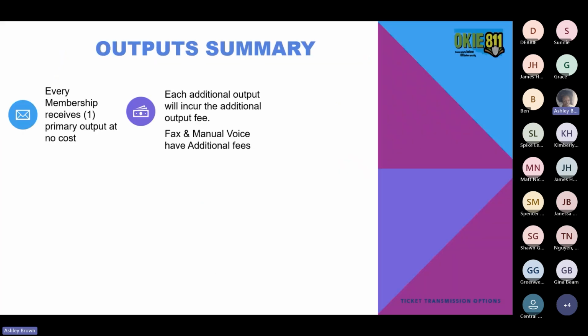Alrighty. And also remember that every membership receives that one primary output at no cost for each dispatch code that's under the membership. Each additional output will incur that additional output fee. And some transmission methods like fax and manual voice have additional surcharge fees.